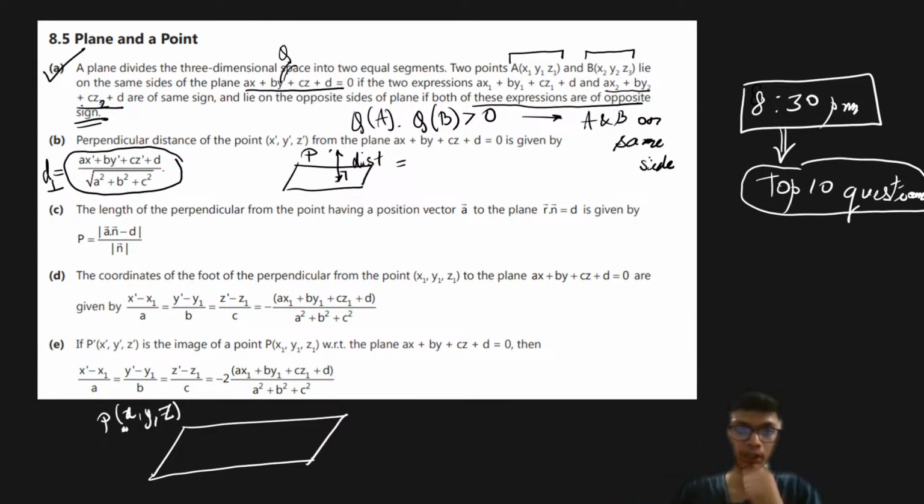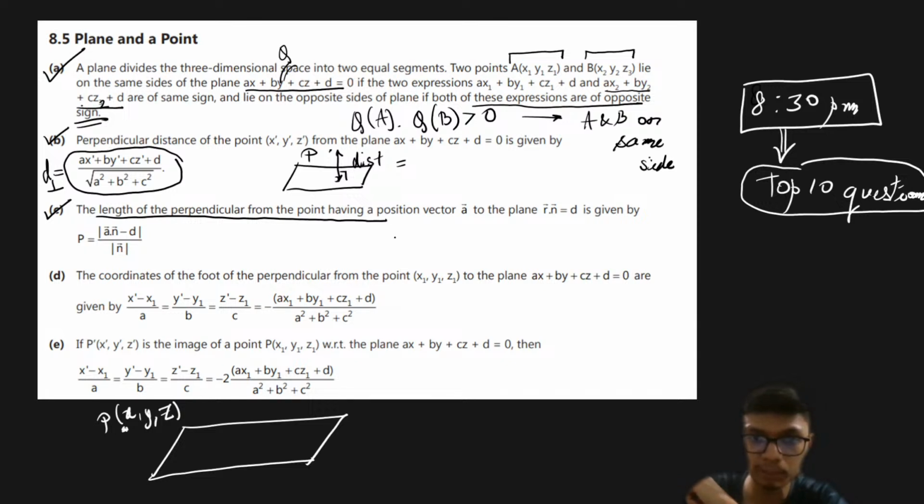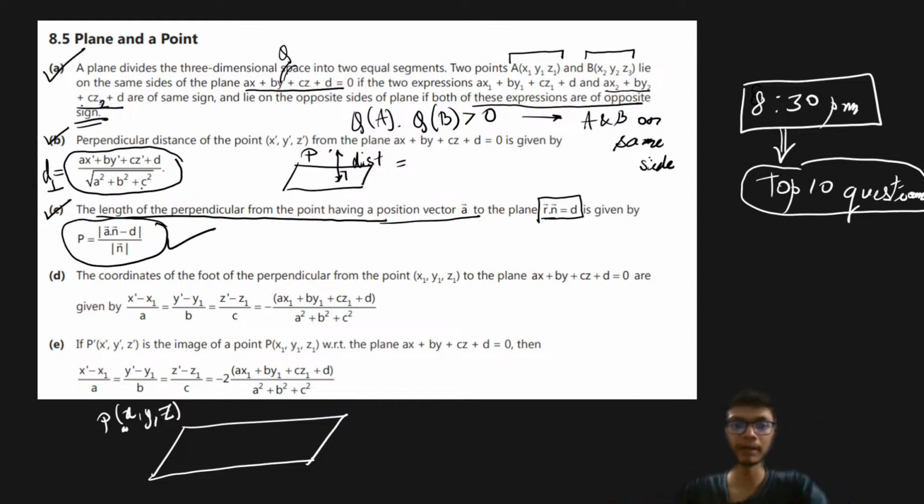The next point is that we can also find the length of the perpendicular in vector notation, and that is simply given as (a dot n minus d) divided by mod of n. That comes basically from the definition of the perpendicular vector. So the length of the perpendicular from a point having position vector a to the plane is also given in vector notation this way. You can just replace from here. This is the Cartesian representation and this is the vector representation. All right, so this part is clear.